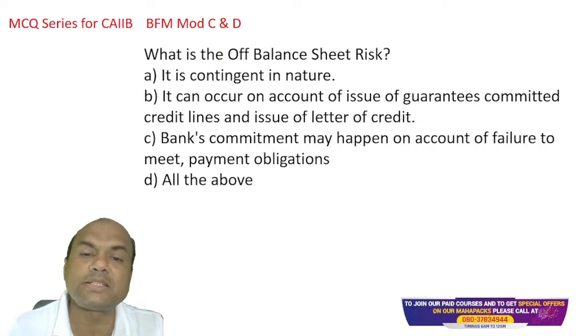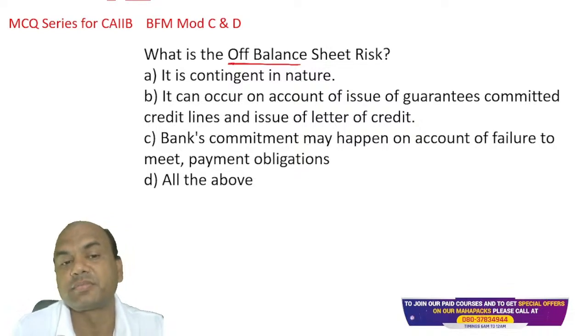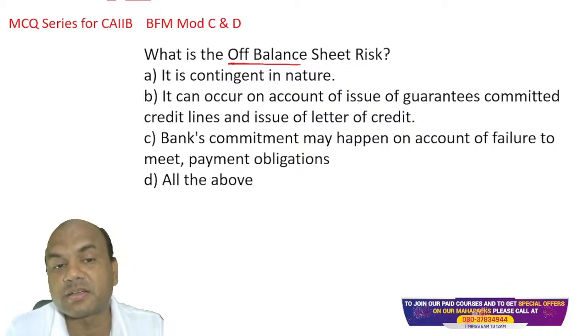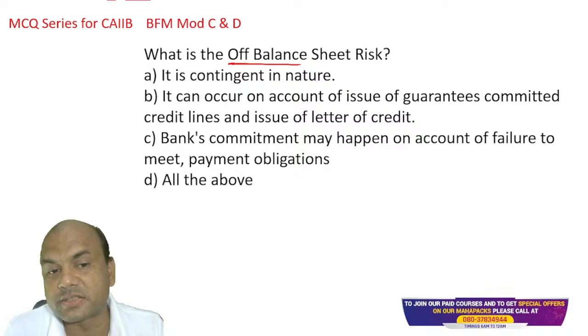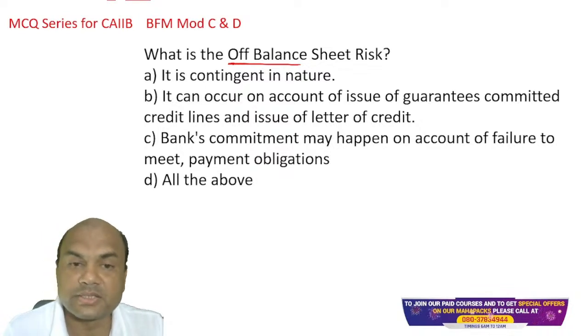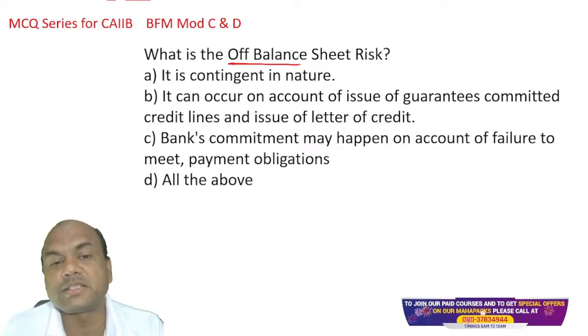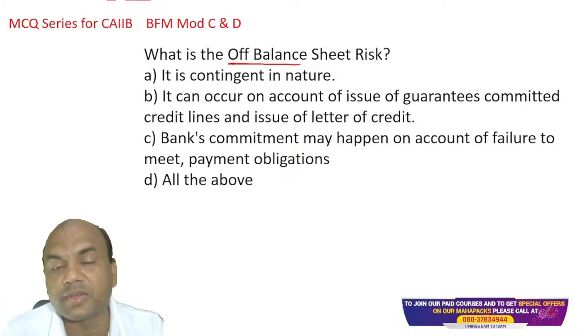What is off balance sheet risk? Look at this. Off balance sheet risk. It is contingent in nature. It can occur on account of issue of guarantees, committed credit lines, and issue of LCs. Bank's commitment may happen on account of failure to meet the payment obligations, and all of these. So now let me get the answer from you first. What is off balance sheet risk? Is this A or B or C or D? All of them.